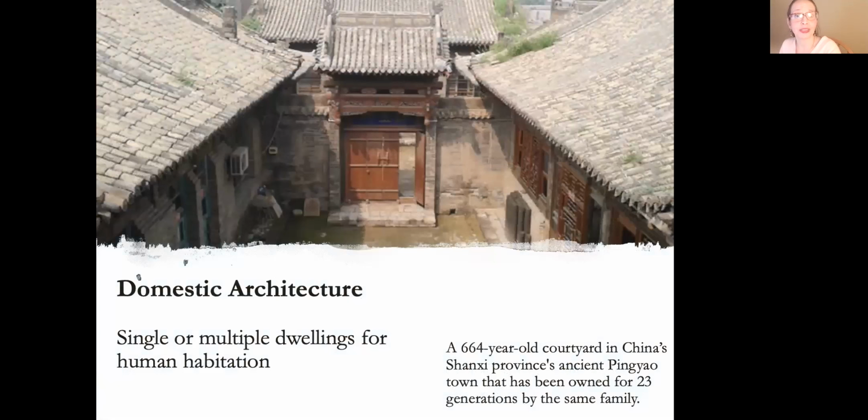Domestic architecture is architecture for a single or multiple dwellings for human habitation. So not a monument, not a temple, but for human living. And if you read the note here, it's this quite old and remarkable dwelling that has been in a Chinese family for 23 generations.